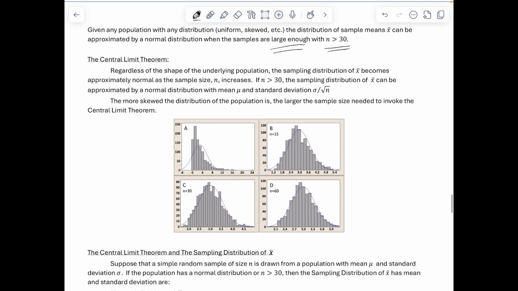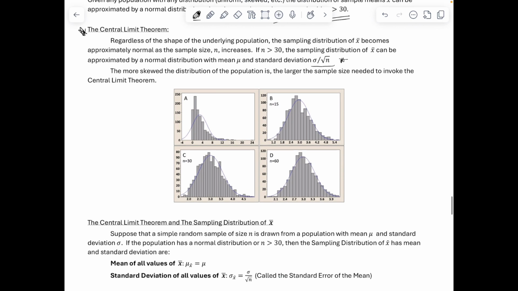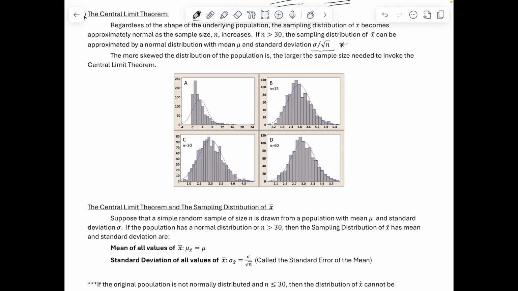And so the central limit theorem says, regardless of the shape of the underlying population, the sampling distribution of x bar becomes approximately normal as the sample size n increases. So if n is greater than 30, the sampling distribution of x bar can be approximated by a normal distribution with mean mu and a standard deviation equal to sigma divided by the square root of n. The more skewed the distribution of the population, the larger the sample size needs to be to invoke the central limit theorem.